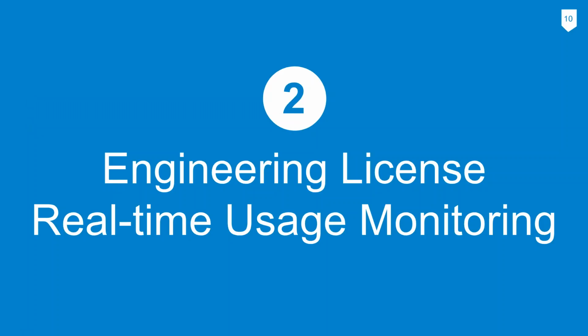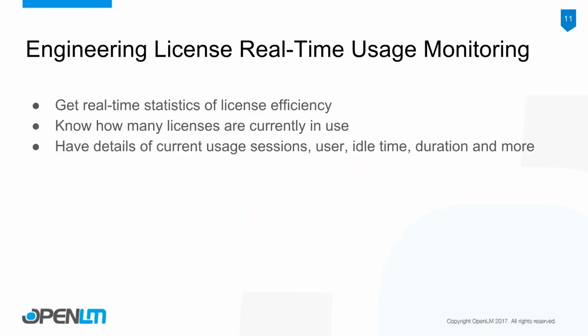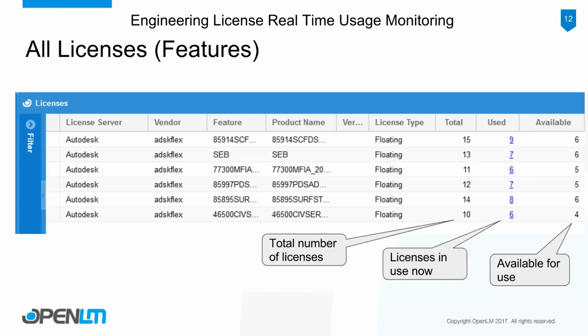Engineering license real-time usage monitoring is the second primary function of OpenLM. From static license inventory, we've now moved on to usage, where we can see real-time stats about your license efficiency. You'd be able to know how many licenses are currently in use and get details of how those sessions are actually playing out. So let's take another look at the license report.